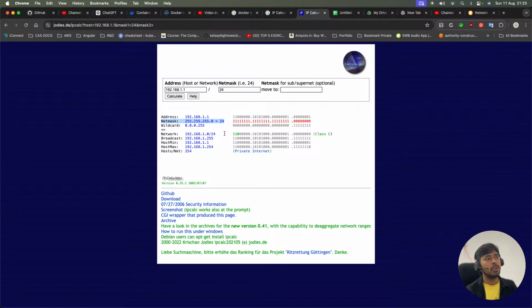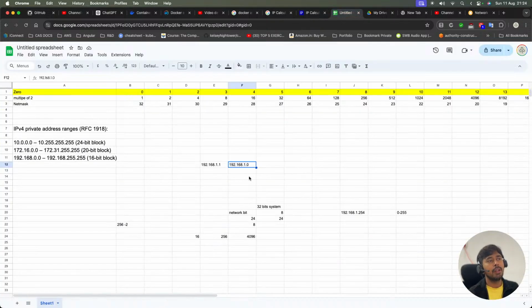But you can't use all of them because 192.168.1.0 becomes the network IP address and the last IP address becomes the broadcast IP address. And that's why from 1.1 to 1.254, these are the actual IP addresses which can be used by any network or any devices. So how to calculate any IP at any subnet?